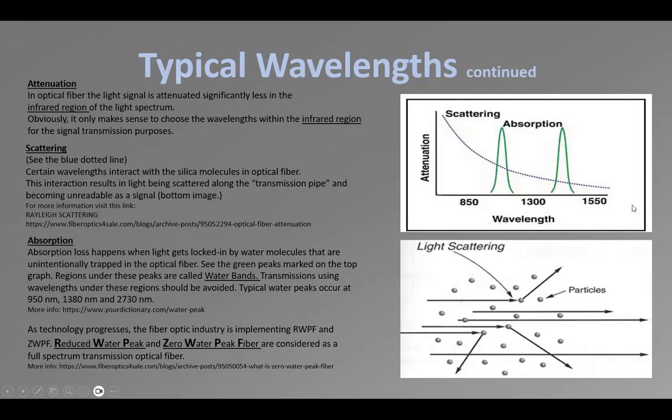Now, we humans wouldn't be humans if we saw a challenge and didn't try to overcome it. So I'm going to read this part here. As technology progresses, the fiber optic industry is implementing RWPF and ZWPF, which stand for reduced water peak and zero water peak fiber. So some of them are being produced already that are getting rid of that problem. And those fibers are considered full spectrum transmission optical fiber because there is no water absorption.